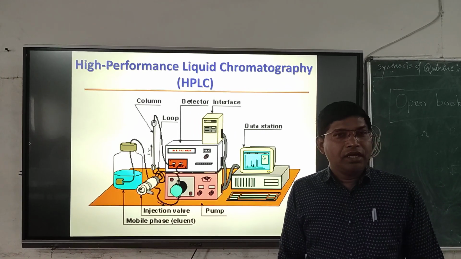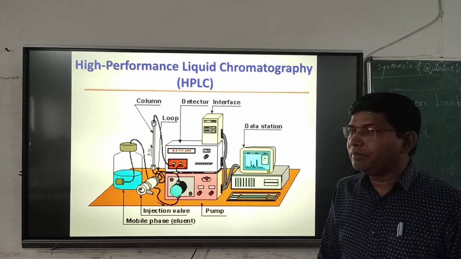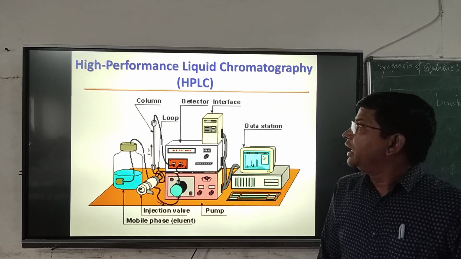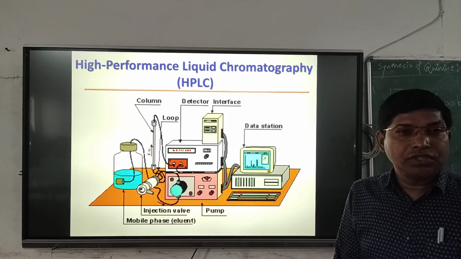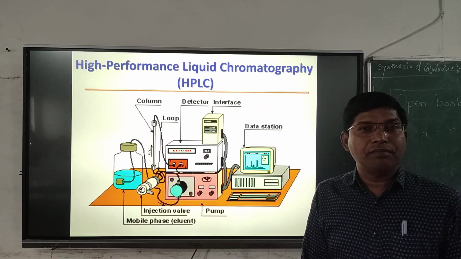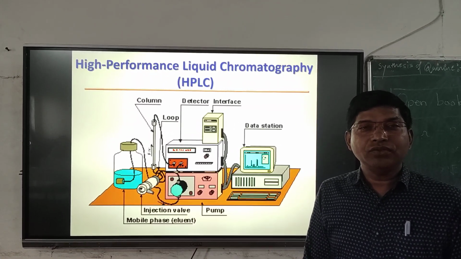Hi everyone. Now in this class we will see high performance liquid chromatography. So here the term high performance liquid chromatography is an example of liquid chromatography in which the compound mixture gets separated in the column.